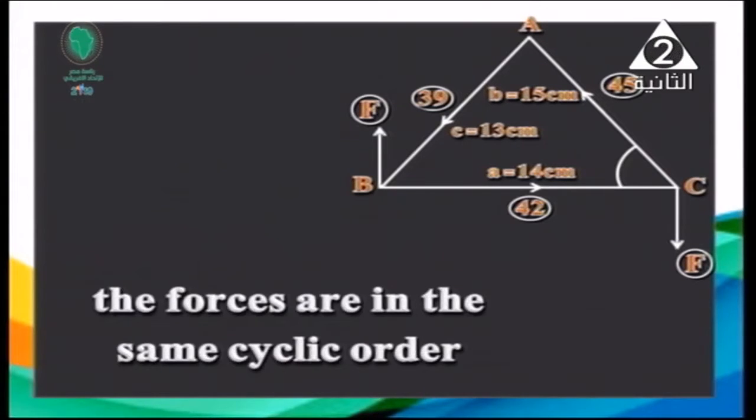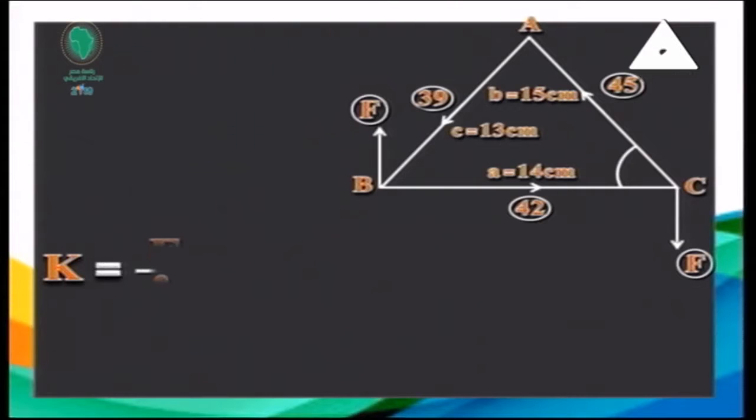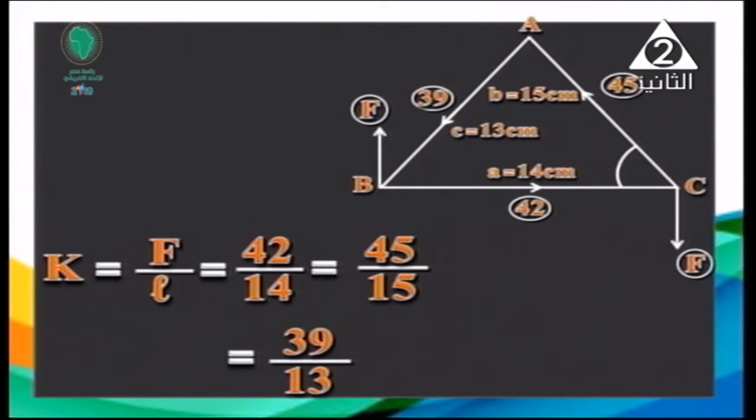Forces in the same cyclic order. In direction AB, 39. In direction BC, 42. In direction CA, 45. K equals the scale F over L. The first, 42 over 14. Second, 45 over 15. Third, 39 over 3. Each one equals what? 3. This is the K.